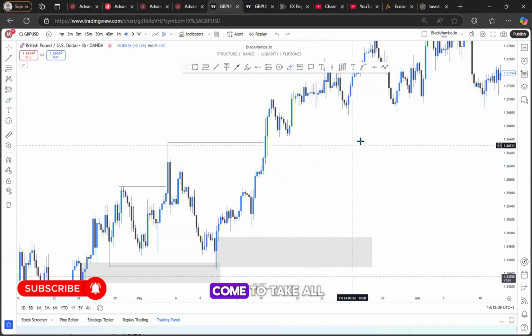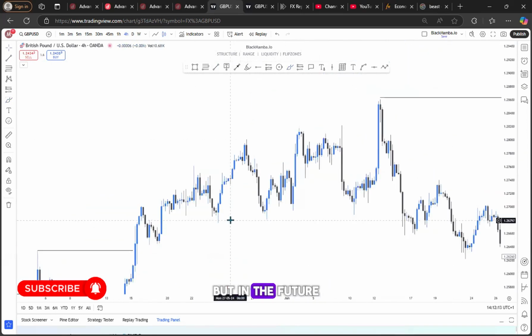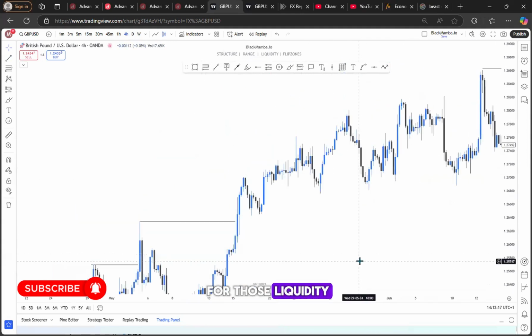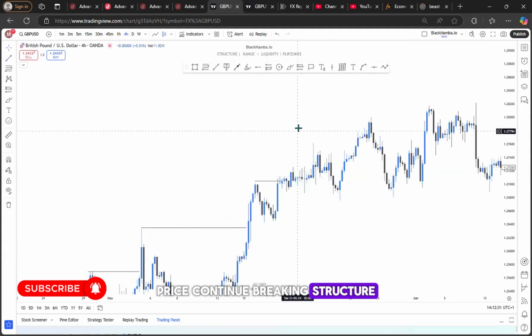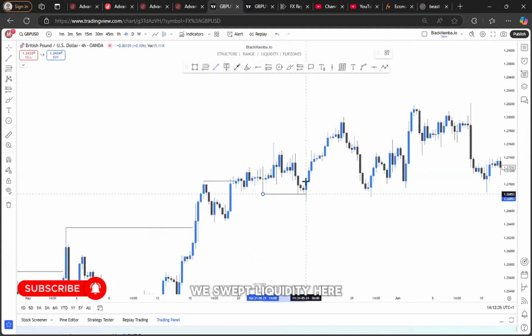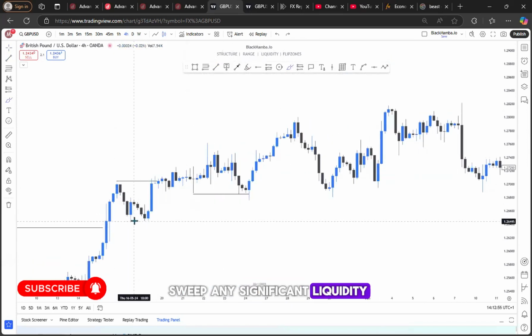Now, price will not come to take all this liquidity now, but in the future, price will still come for those liquidity. Price continues breaking structure to the upside. We swept liquidity here. I will not consider here as a protected low. This level did not sweep any significant liquidity like that.